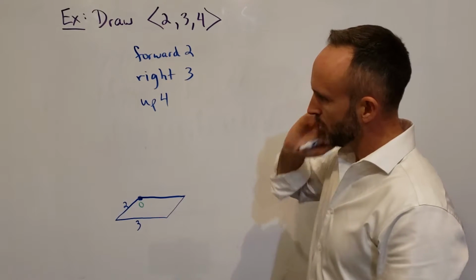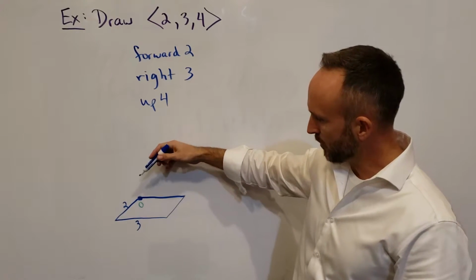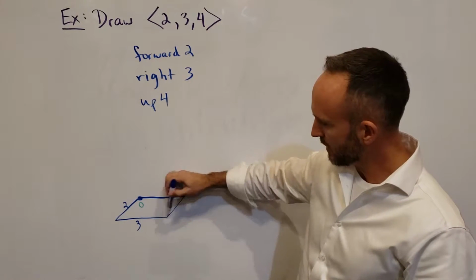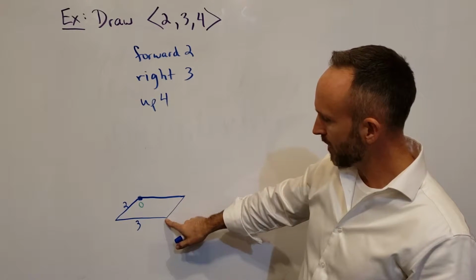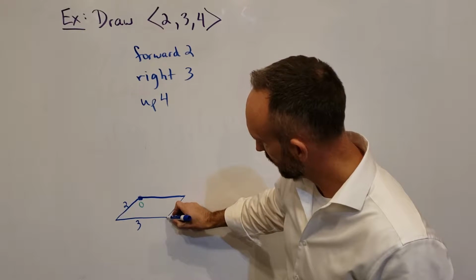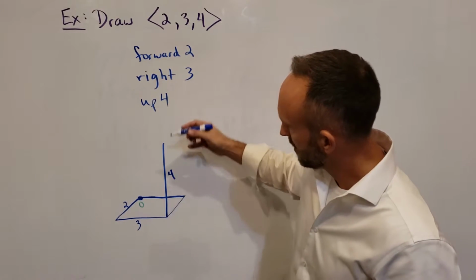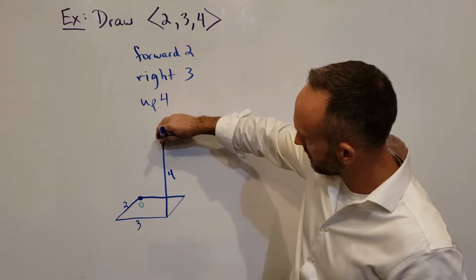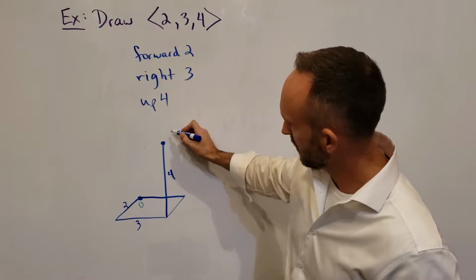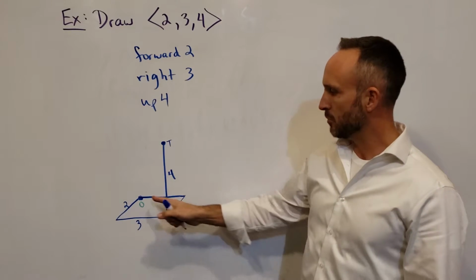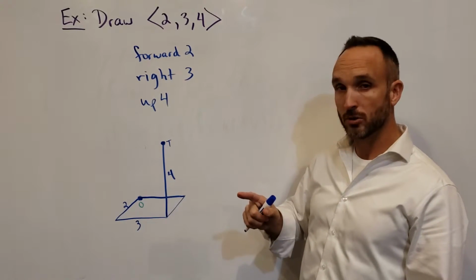All right, so let's track what we did. We started here at 0, moved forward 2, right 3, and now I'm here. So let's move up 4 from there. So moving up 4 from there, let's label that as 4. My vector is going to terminate right there. Maybe let's label that with something like a T for terminate. So I know my vector is going to start at the origin, it's going to terminate there.